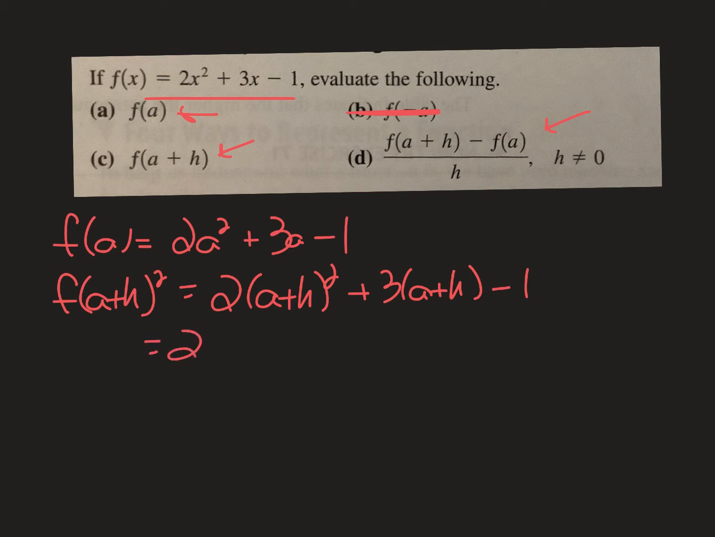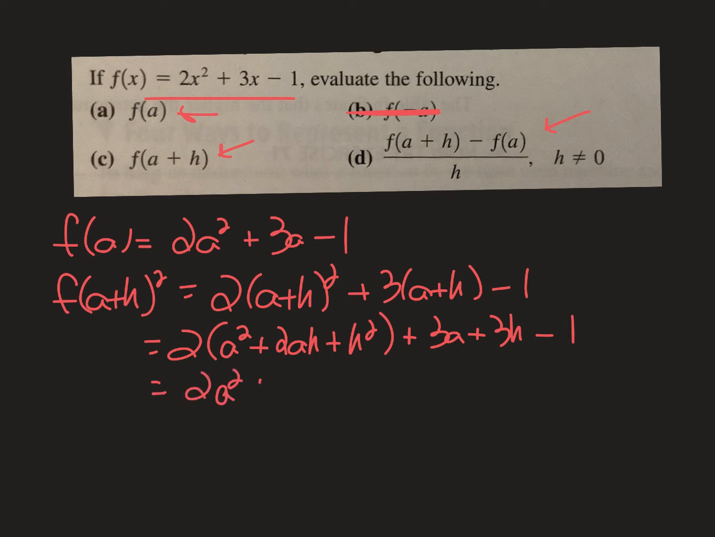Now, the bad news is you got to work all that out. Okay, so I'm going to square the a plus h. Remember how you do that. Square, multiply together, double, square. I'm going to distribute the 3. It's getting huge. It's okay. And now I'm going to distribute the 2 and I'll be done. So distribute the 2. I get 2a squared, 4ah, 2h squared, plus 3. I'm giggling because it's so long. 3h minus 1. There we go.